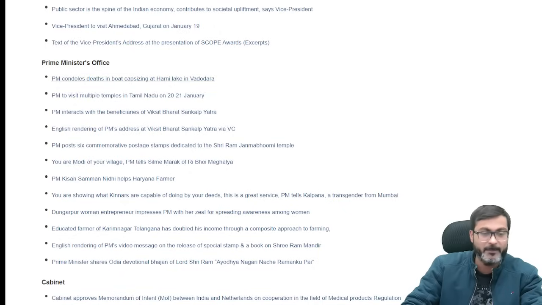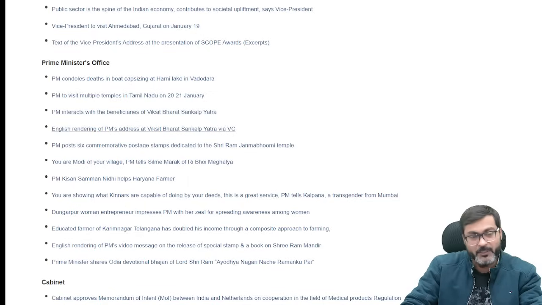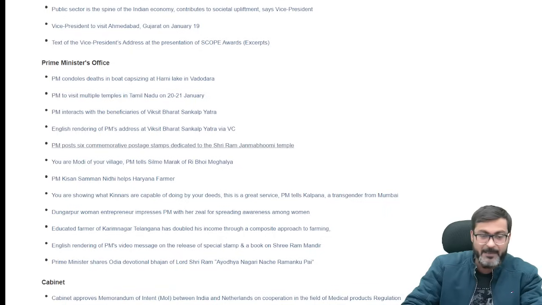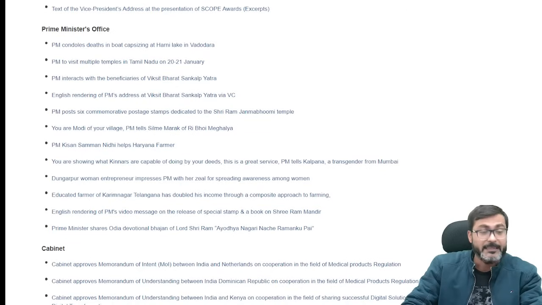For example, PM condoles death, not required. PM to visit multiple temples, not required. PM interacts with the beneficiaries of Viksit Bharat Sankalp Yatra, not important. English rendering of the speech, not important. PM posts 6 commemorative postage stamps dedicated to Sri Ram Janmabhoomi temple, not at all required. You are Modi of your village, not at all required.